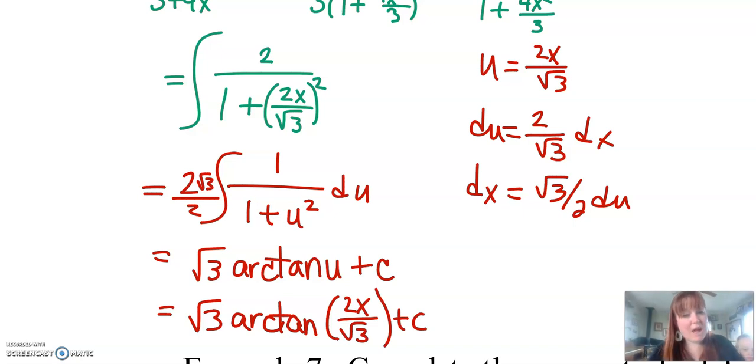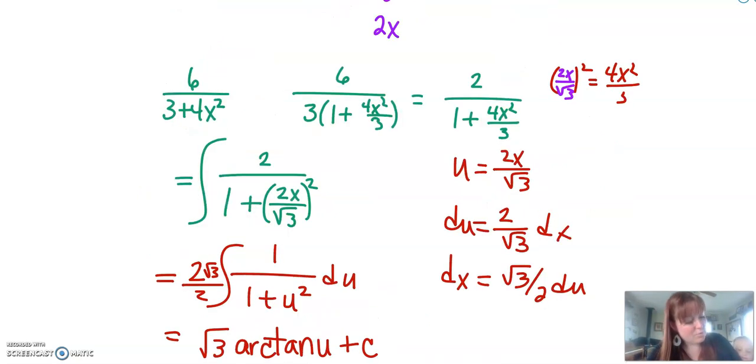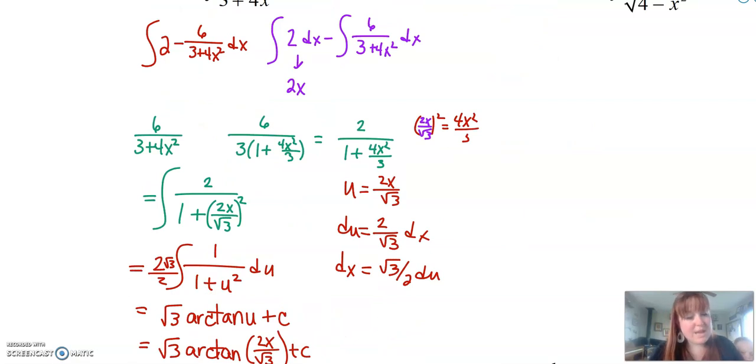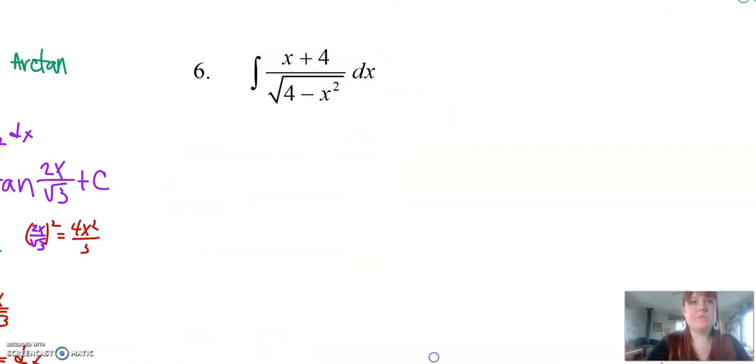Okay, so now this is our other half, right? We already found that the integral of 2 was 2x, and so now the other half is minus root 3 arctan of 2x over root 3, and then we tack on just 1 plus c. We don't need both of them. This one's a little bit tricky because it's not really obvious.